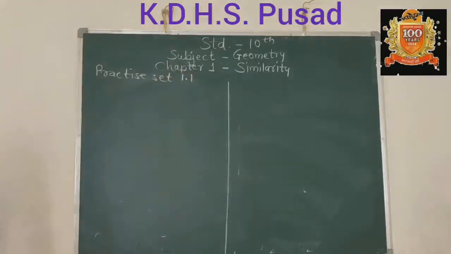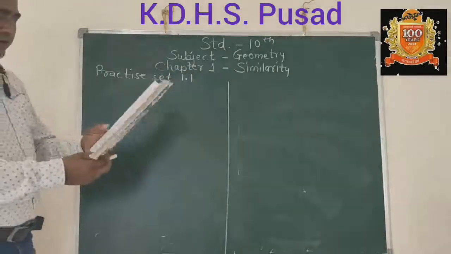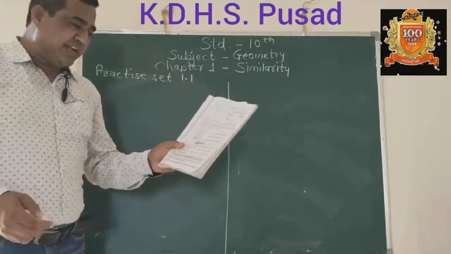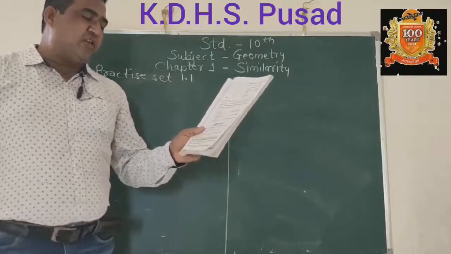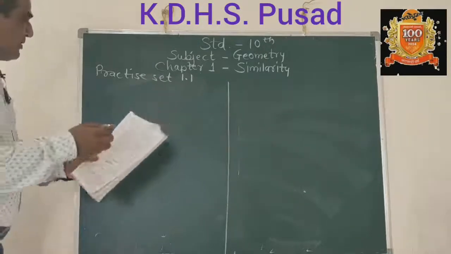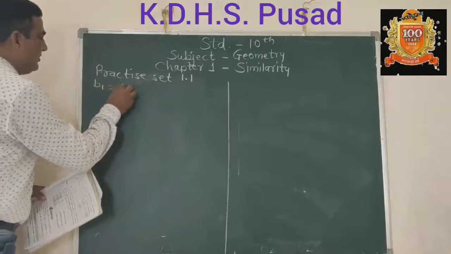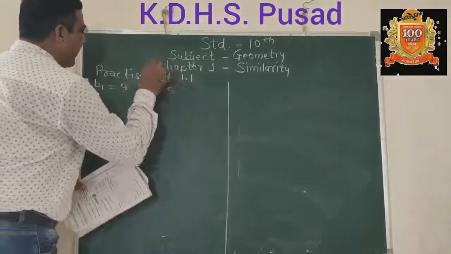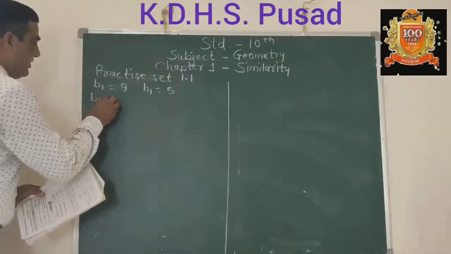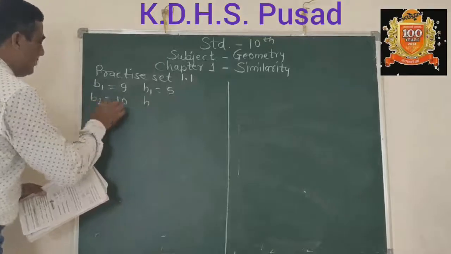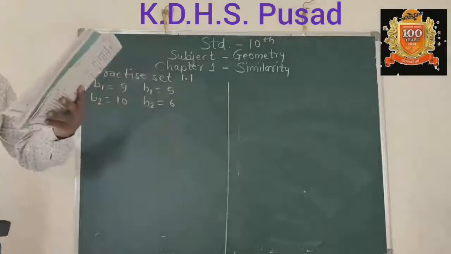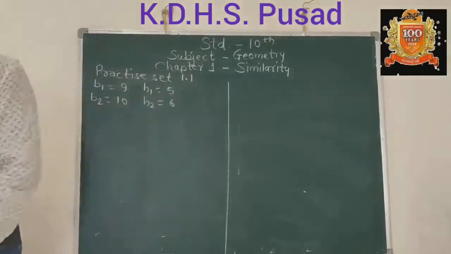1.1. Now here, the first question you are going to do. Base of a triangle is 9 and height is 5. Base of another triangle is 10 and height is 6. Find the ratio of areas of these two triangles. Now here, the name of the triangle is not given to you. For the first triangle, base b1 is 9, height h1 is 5. And for the second triangle, base b2 is 10 and h2 equal to 6. That is given to you. Find the ratio of areas of these two triangles.